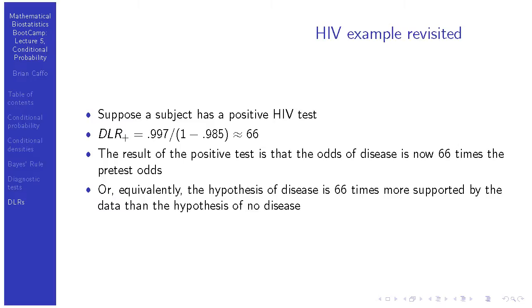So suppose someone has a positive HIV test. The DLR plus is 0.997 divided by 1 minus 0.985, which works out to be about 66.